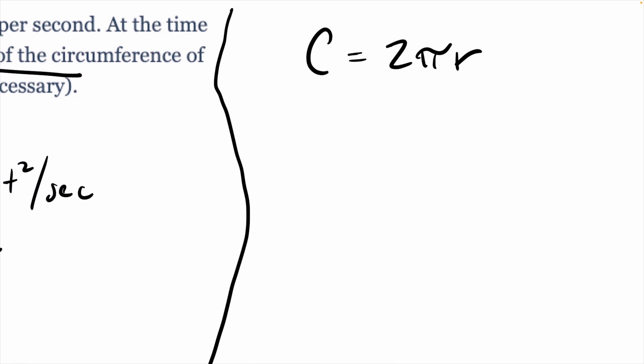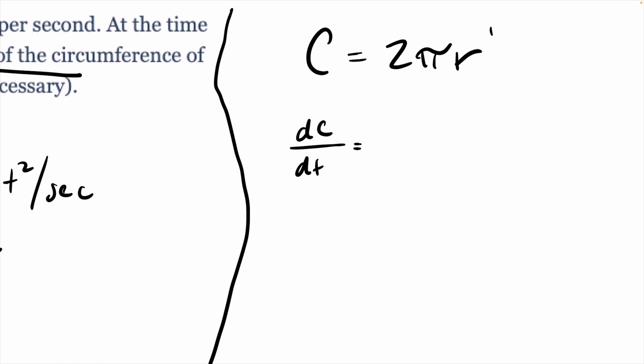Okay, so what's the derivative of c? dc over dt. 2 pi r, how do I find the derivative of 2 pi r? It's easier than you think. Just the power rule, not the product rule, right? This guy has a power of 1.